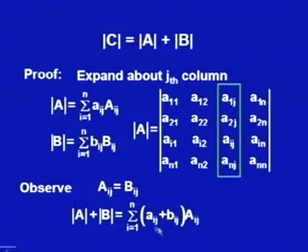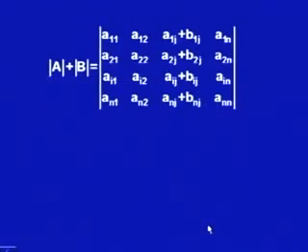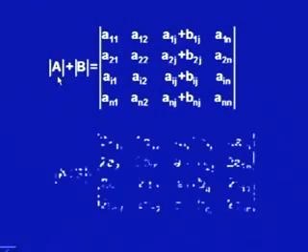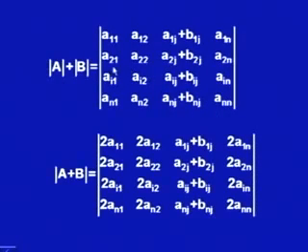So, this is equal to Aij plus Bij, and this simply means that determinant A plus determinant B is equal to this determinant where the jth element is the sum of the two. Now, this is nothing but what we have, that is the C matrix. This simply means the determinant of A plus determinant of B is equal to determinant of C.